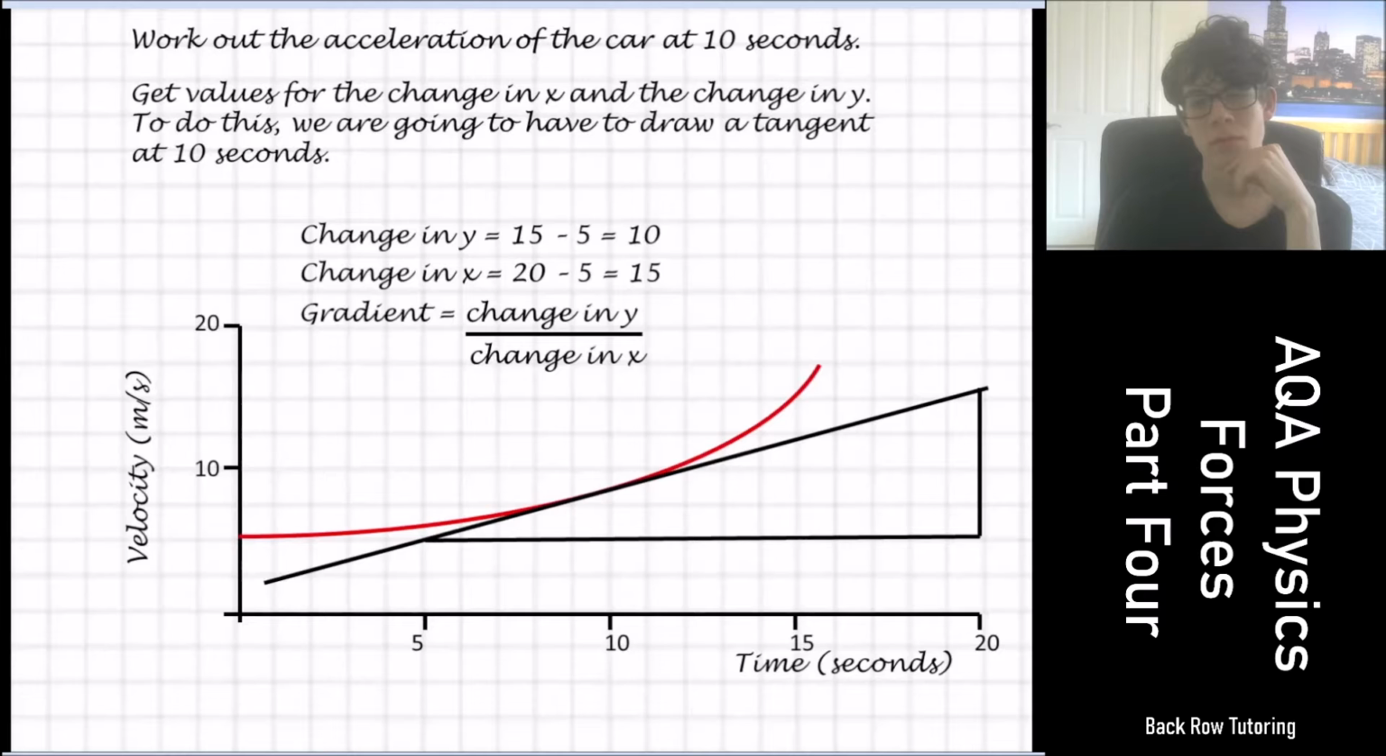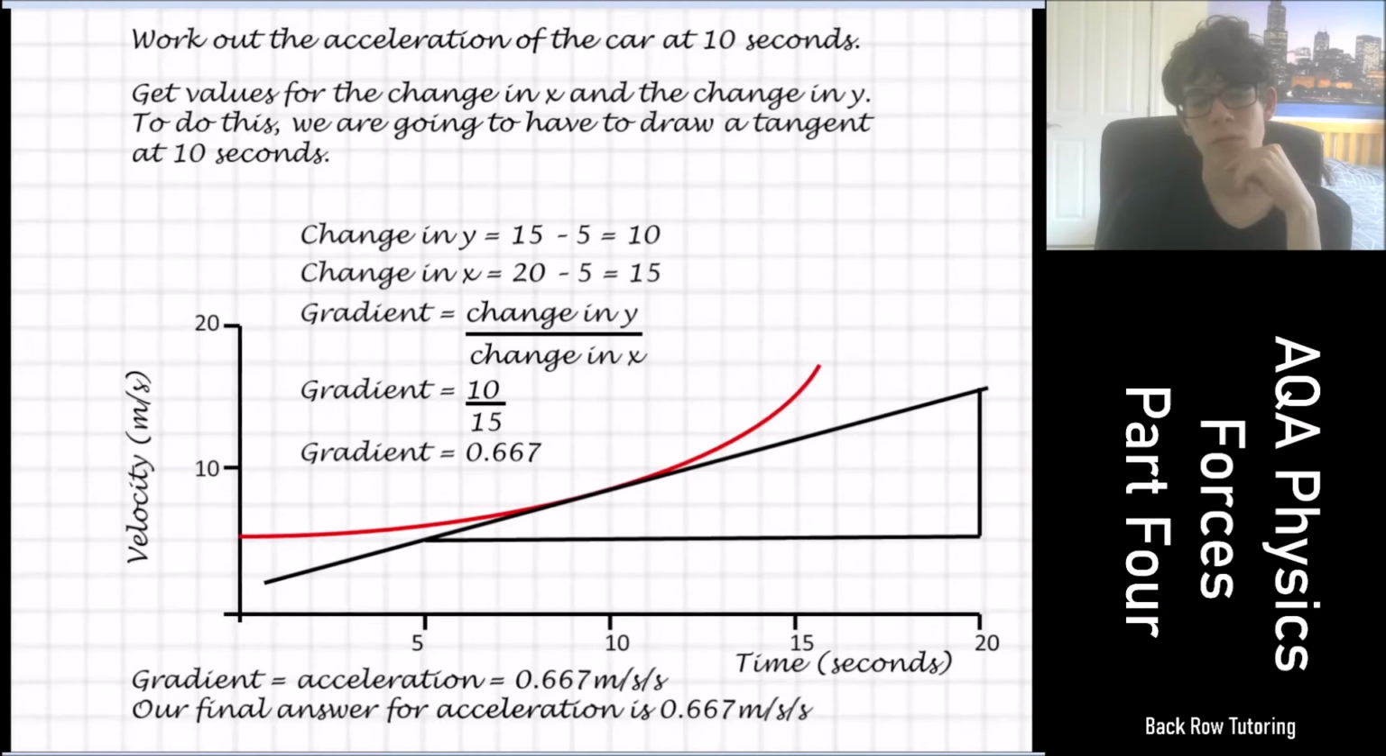The gradient is equal to the change in y over the change in x, which means the gradient is 10 divided by 15. 10 divided by 15 is 0.667, and since gradient is equal to the acceleration, our final answer is 0.667 meters per second squared.